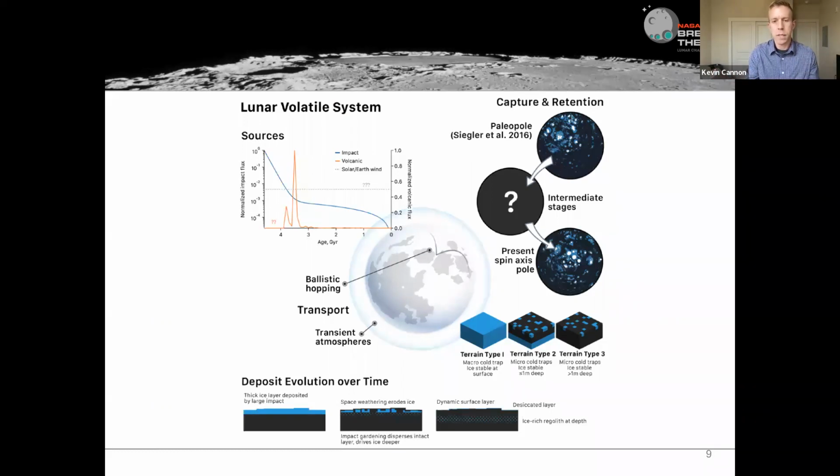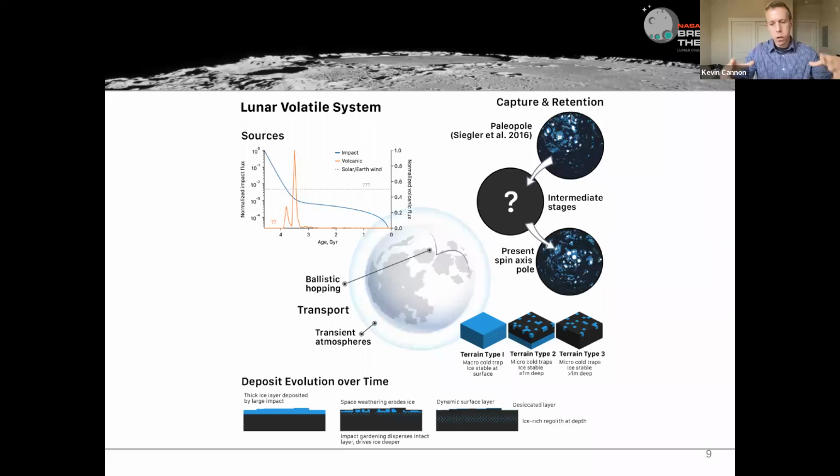And then once that water is there, it can move around the moon via a couple of different mechanisms. So one is that individual molecules of water could actually hop across the surface and eventually reach the poles. The other one that's maybe more in favor these days is that if you have a large enough amount of water injected into the moon system from a large impact, you could actually form a thin atmosphere that lasts for a few thousand years, and water vapor could be transported in that atmosphere and deposited at the poles.